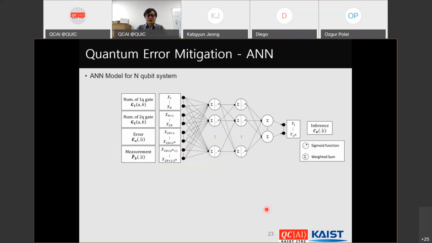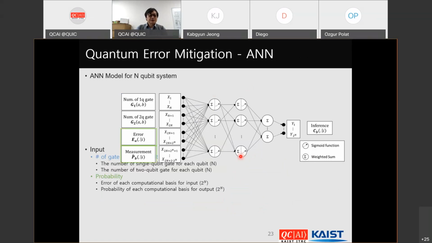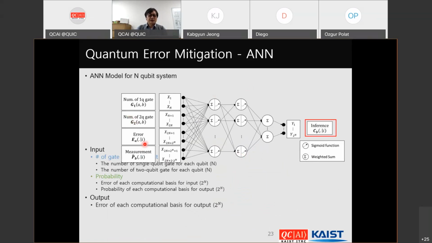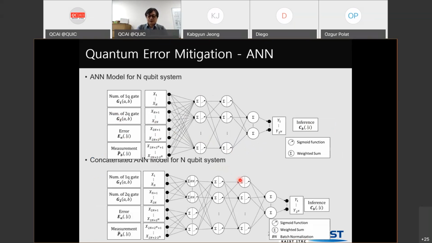The ANN model is trained in that way. Basically, this is the model, and the depth was not too deep. We had only one hidden layer. As I discussed before, those are the input states, and this is trained for all possible input states, or all computational input states. And then we investigate two cases.